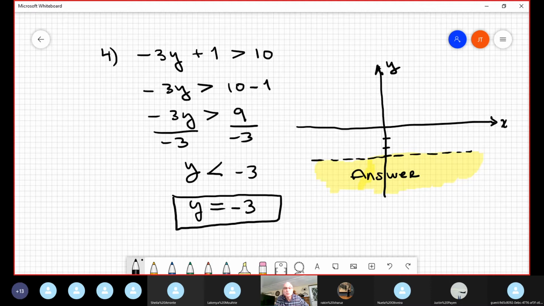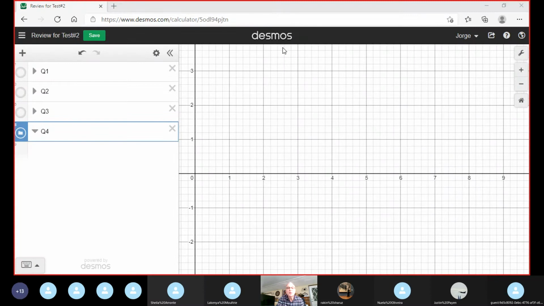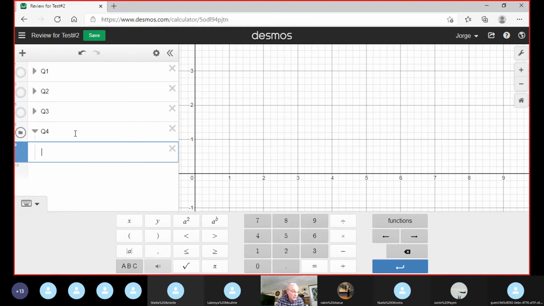Decimals. Wow, what happened with the decimals? I need to open first. Okay. Carajo. Desmos. Desmos. I pronounce it perfectly with the S. Desmos. You know, the Cuban guy omits the S. Desmos.